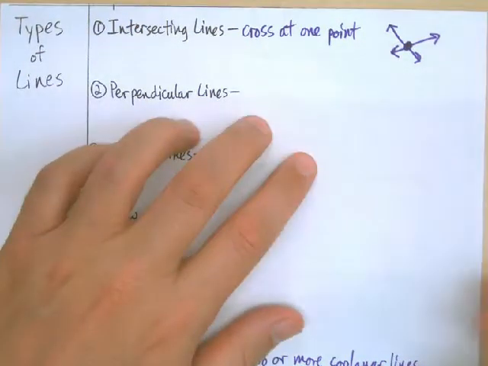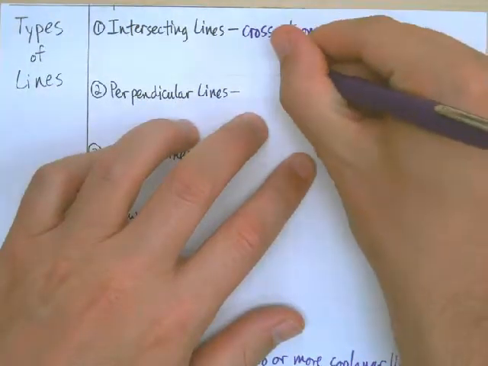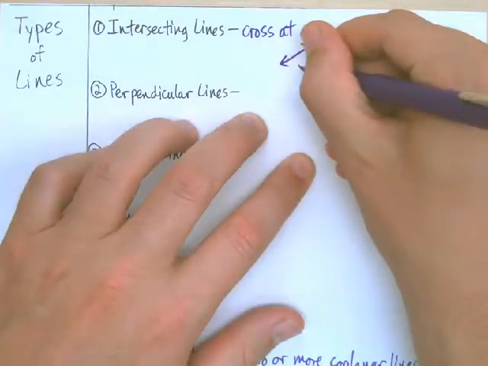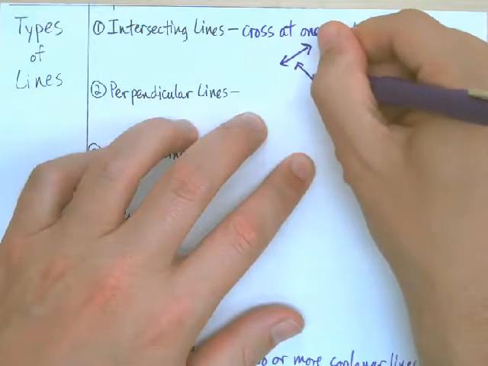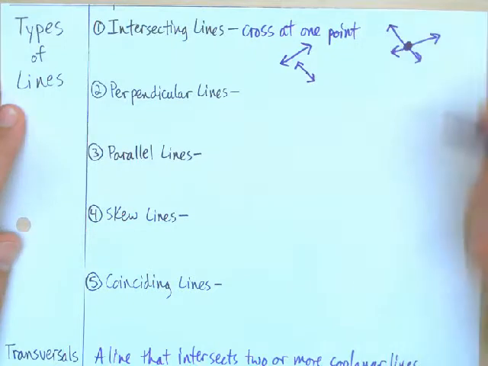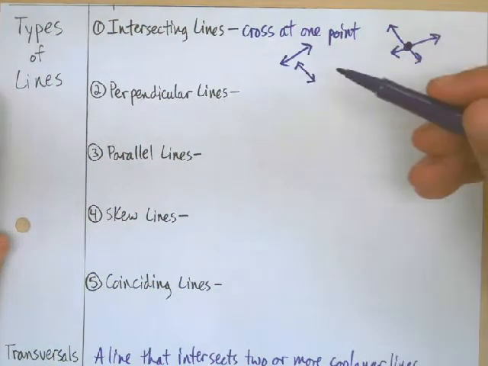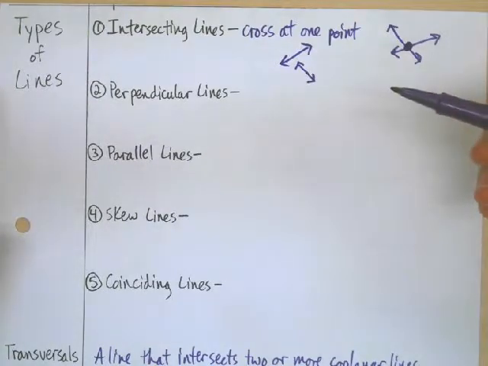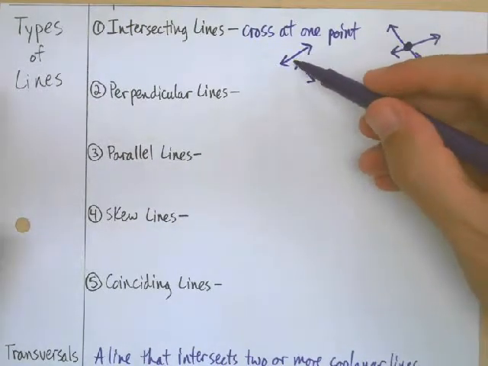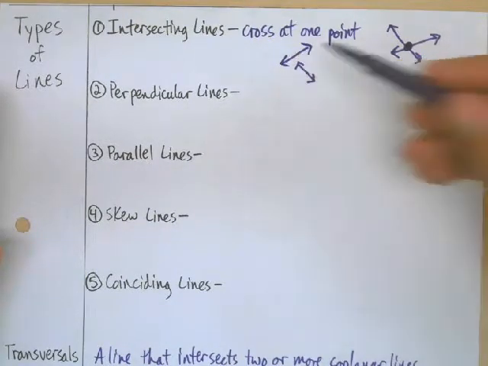Another picture of intersecting lines might look like this. Even though we don't see them intersecting directly, we know that they will because the arrows mean these lines continue onward. So eventually they will intersect, probably somewhere in this area.